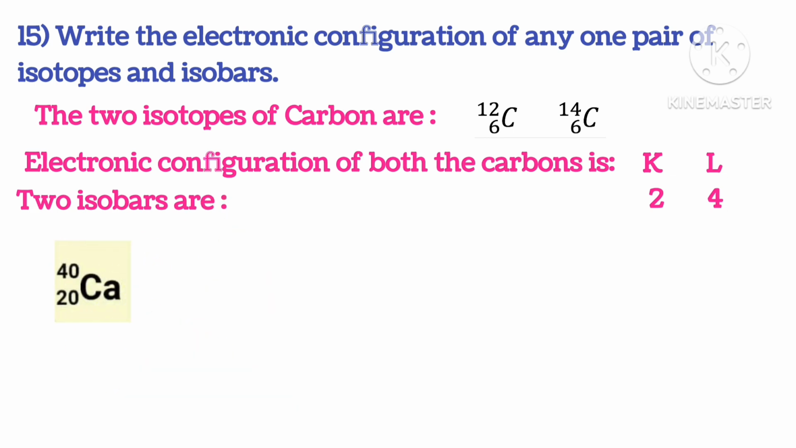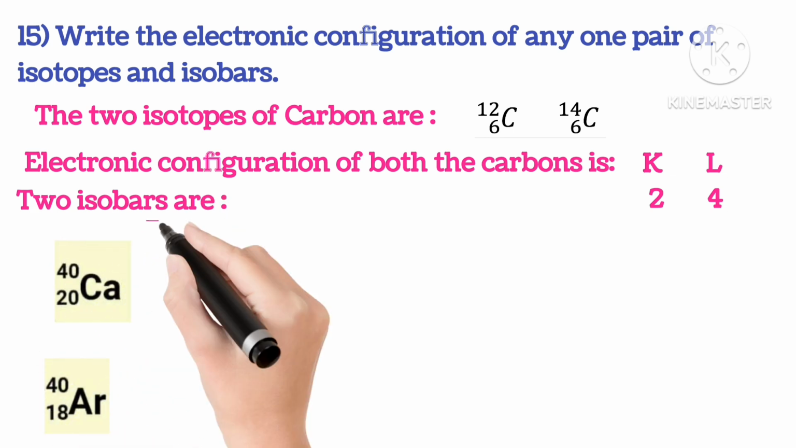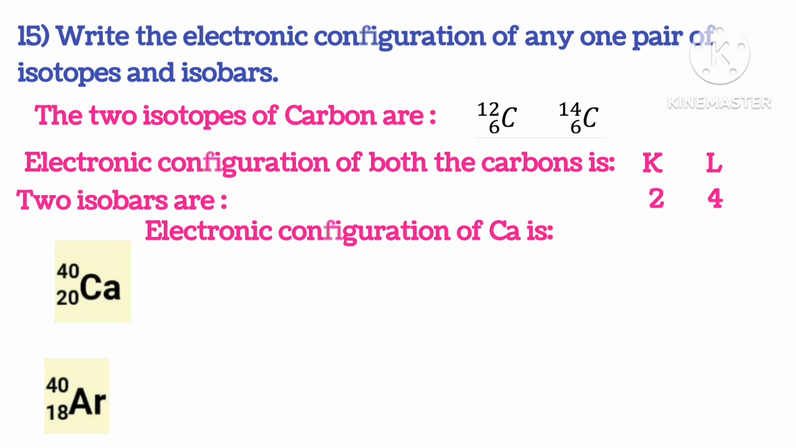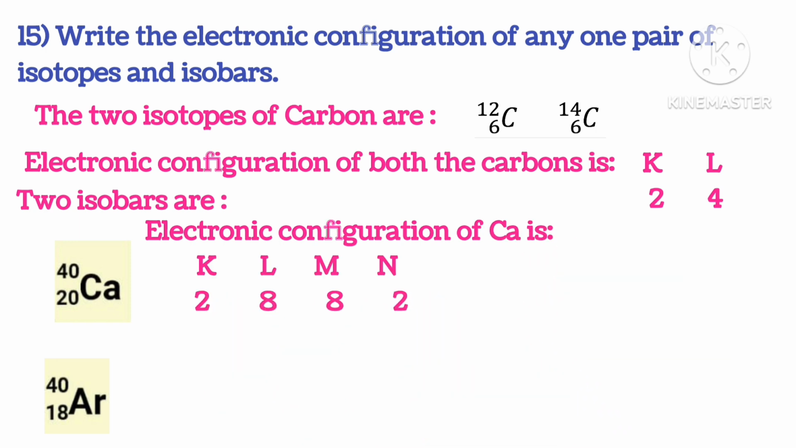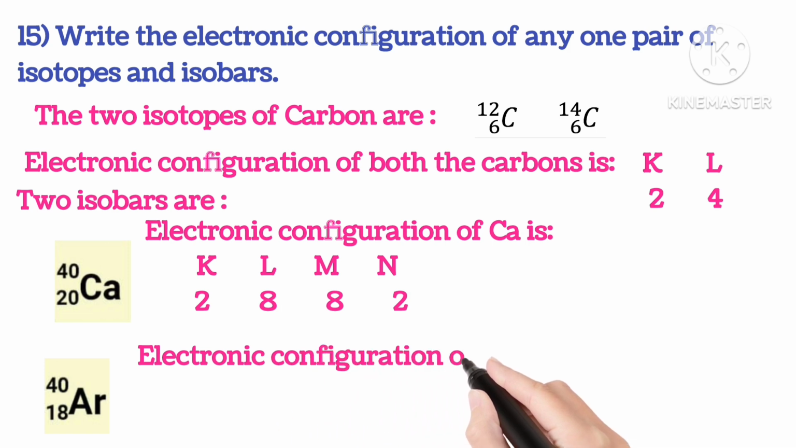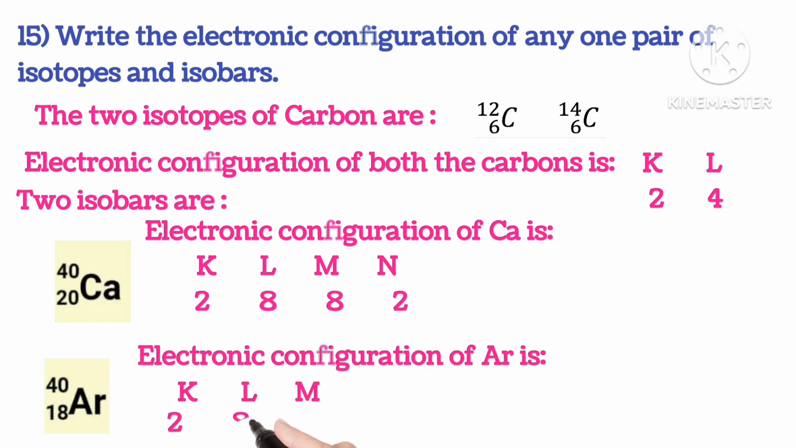2 isobars are calcium and argon. Electronic configuration of calcium will be 2, 8, 8, 2, atomic number here is 20. Electronic configuration of argon is 2, 8, 8, since atomic number is 18 here.